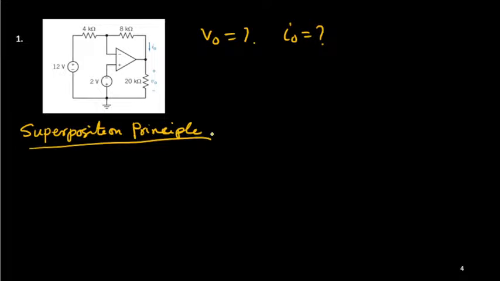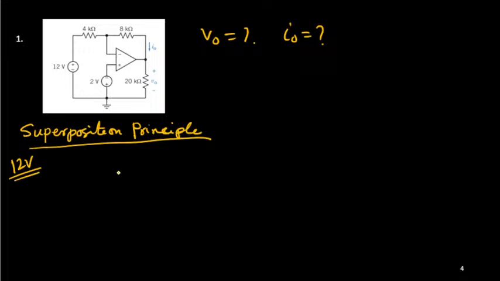So what is this? In this principle, one source will be considered at a time, acting alone, and the other sources we have to remove. If it is a voltage source, it is shorted. If it is a current source, it is open circuit. That's simple. Okay. Now I consider the 12 volt source is acting alone.